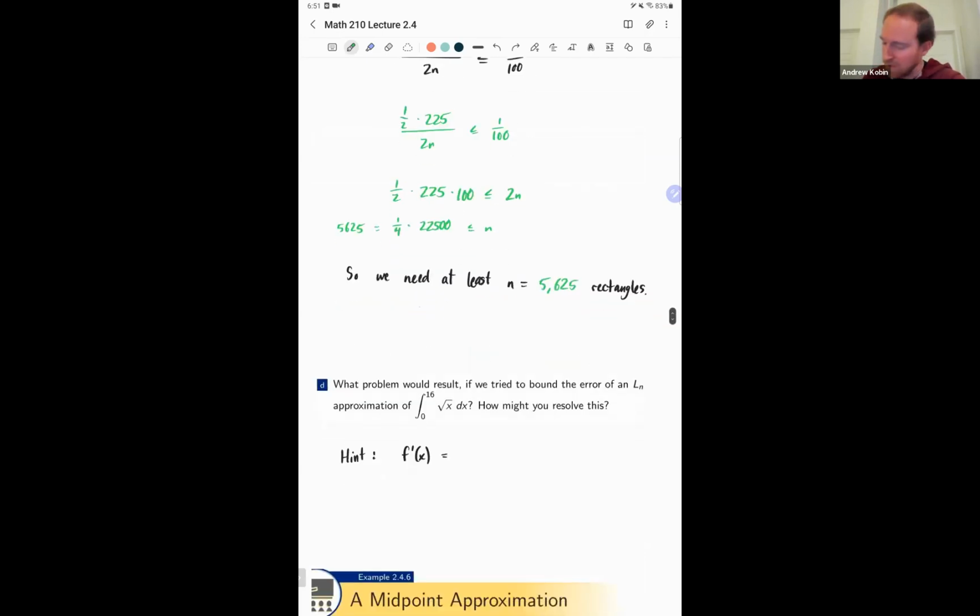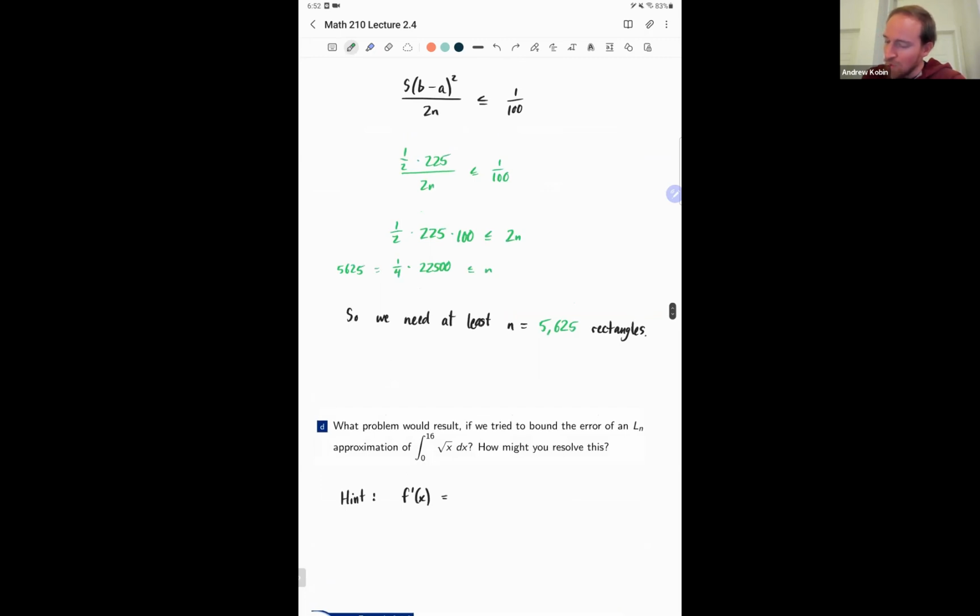Oh, there's a bit of a hint what's coming next. What problem would happen if we tried to bound the error of an L_n, a left endpoint approximation, to the integral from 0 to 16 of the same function, and how might you fix this? I'm going to leave this to you to work out, but I want to give you a slight hint again that the derivative of this function is 1 over 2 root x. How will that go wrong when we try to bound the error above by some value like we did in the previous couple examples, if the derivative is this?